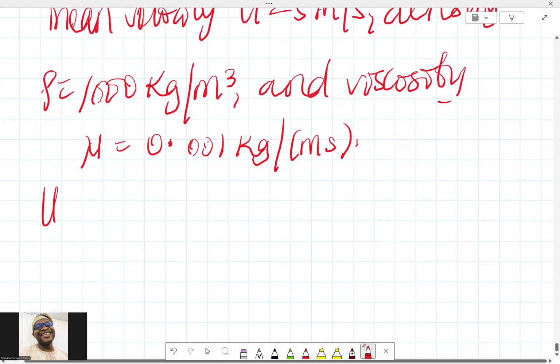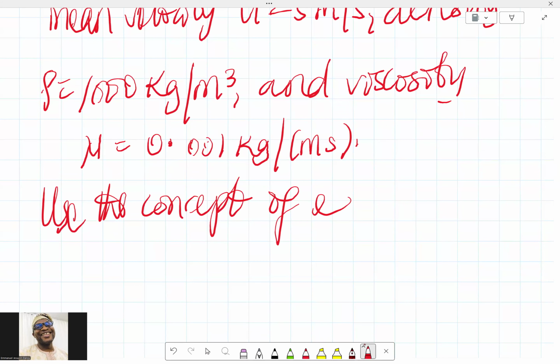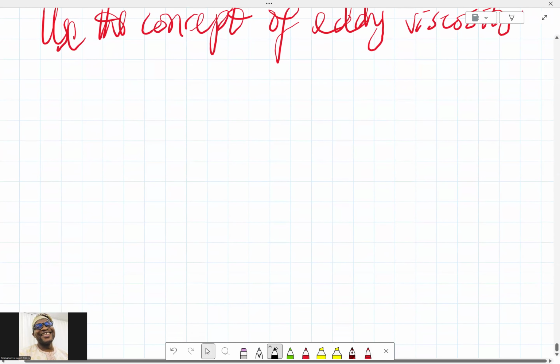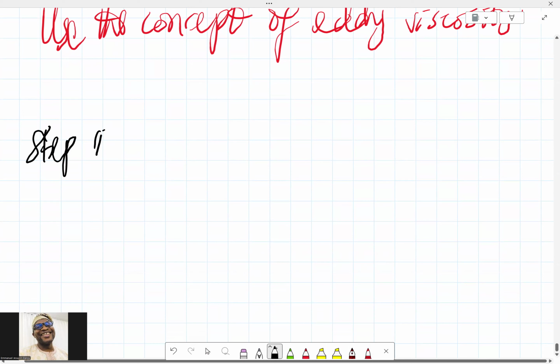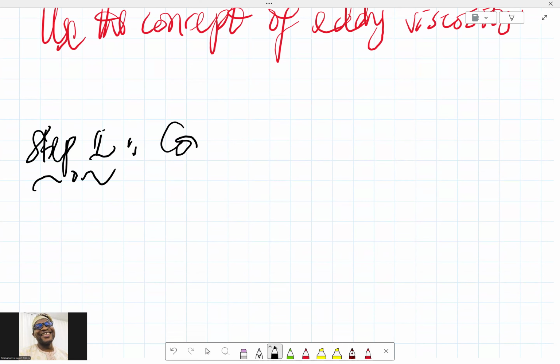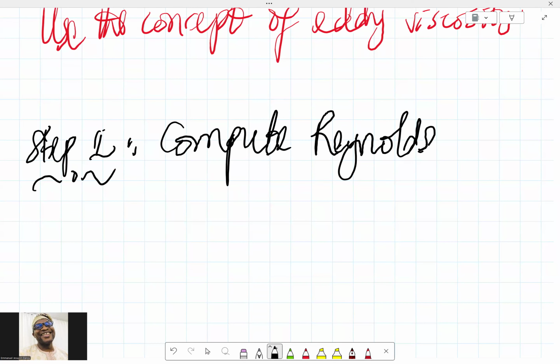So use the concept of eddy viscosity. These are pointers to the kind of simplifications we need to do as usual. Okay, so let's go for step one in this case. Step one, we compute the Reynolds number. That's the first step here.